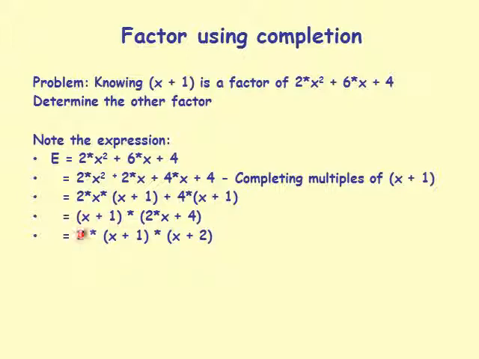Again, there's a constant factor in the second factor we just computed: 2 times x plus 1 times x plus 2. So we found the other factor of 2x squared plus 6x plus 4 two different ways. Once by using first term by first term and last term by last term, then again by completing x plus 1s.